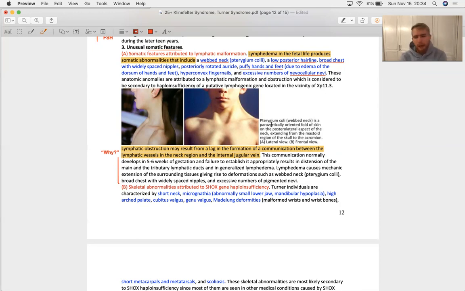So the lymph empties into the circulation, and if there's a delay in that, then you might see such findings as a webbed neck, a low posterior hairline, lymphedema of the hands and feet, and finally, excessive nevocellular nevi. That just sounds like something they'd want to ask you about.